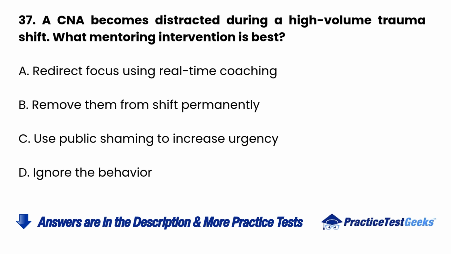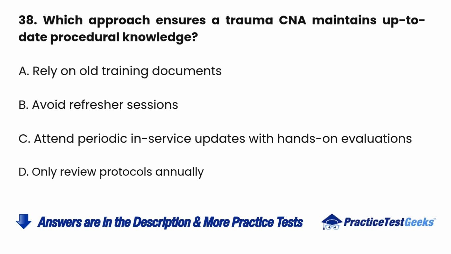37. A CNA becomes distracted during a high-volume trauma shift. What mentoring intervention is best? A. Redirect focus using real-time coaching. B. Remove them from shift permanently. C. Use public shaming to increase urgency. D. Ignore the behavior.